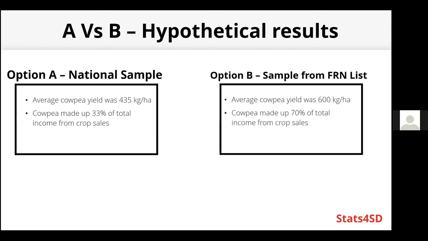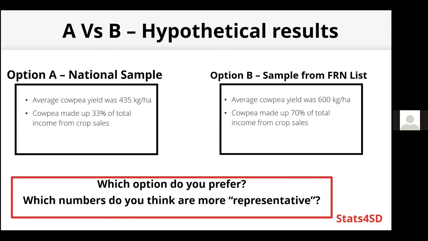Same survey, we can get some very different results from our two different survey methodologies, our national sample and our farmer research network list. So I have a question for you, and I'm going to hopefully launch a poll. So have a think now about, of the two approaches, which of these options do you think you prefer? Which option do you think is maybe the more representative?